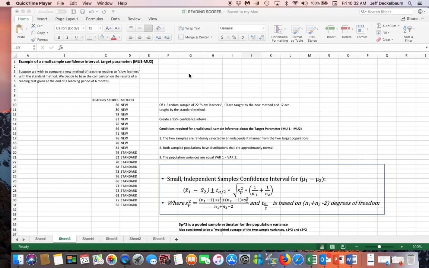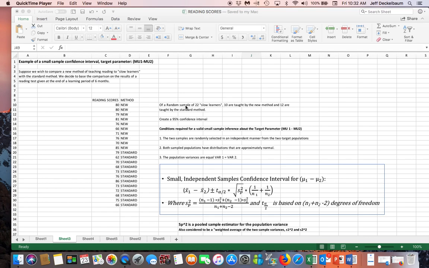In this video, we're going to demonstrate an example of a small sample confidence interval that has a target parameter of mu1 minus mu2. The problem: suppose we wish to compare a new method of teaching reading to slow learners with the standard method. We decide to base the comparison on the results of a reading test given at the end of a learning period of 6 months.